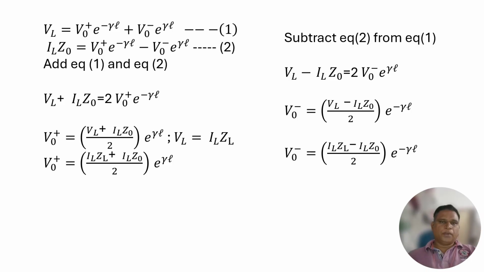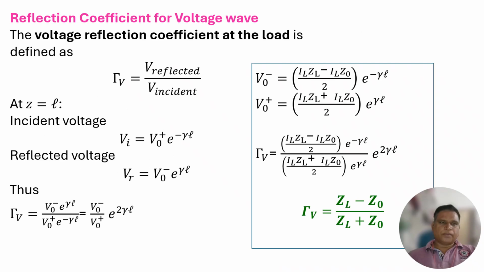Now, by simplifying equation 1 and equation 2, by adding equation 1 and equation 2, we will get the expression for V0 plus, and subtracting them, we will get the value for V0 minus here.